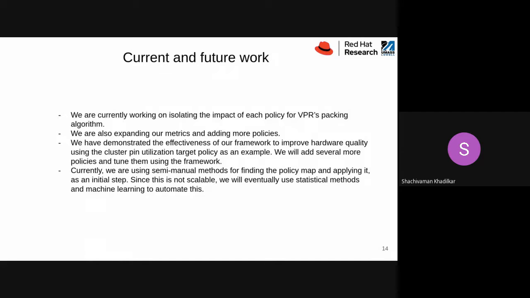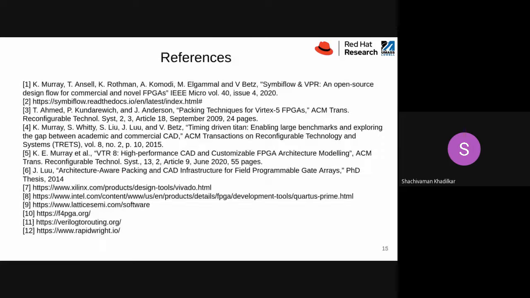Currently, we are working on isolating the impact of each policy for VPR's packing algorithm. And we are also expanding our metrics and adding more policies. We have shown the effectiveness of our framework with our initial proof of concept. We are extending our policy set and tuning them. Also, our next step remains using machine learning with our framework to truly automate it.